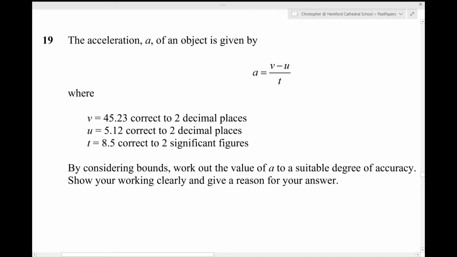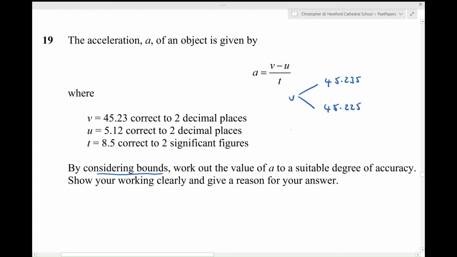Question 19 is all about approximations and lower bounds and upper bounds. Let's have a look. The acceleration of an object is given by this formula, and I've been given v, u, and t to certain degrees of accuracy. By considering bounds, work out the value of a to a suitable degree of accuracy. Show your working clearly and give a reason for your answer. Right, well, let's first of all consider the bounds, shall we? Now, v is correct to 2 decimal places, which means that its upper bound is going to be 45.235, and its lower bound is going to be 45.225.